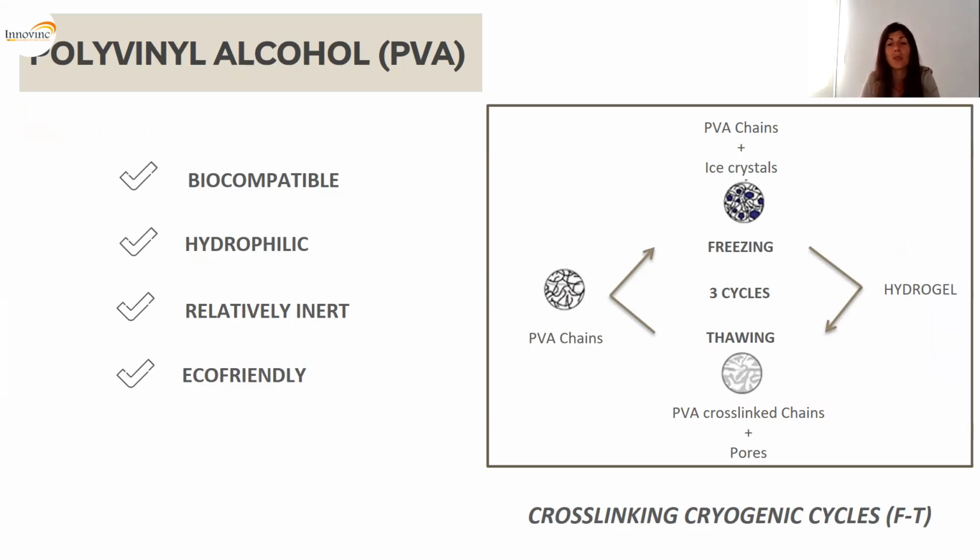And it's very important to say that PVA can be cross-linked through a physical cross-linking method consisting of different freezing and thawing cycles. So we have a PVA solution that is frozen to generate PVA chains and ice crystals. And then when we thaw this system, we have PVA cross-linked chains and pores. And in this way, we generate a PVA cryogel.